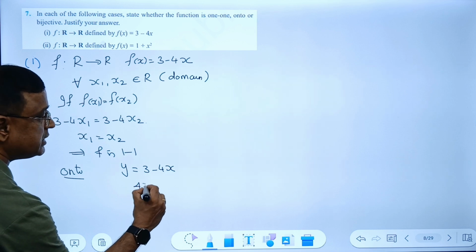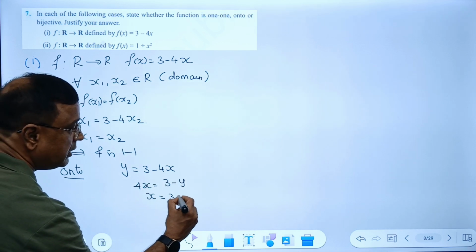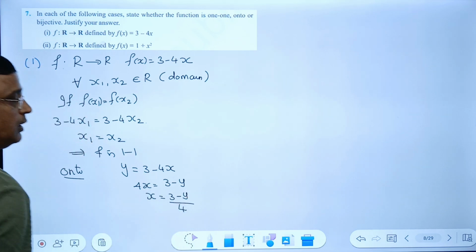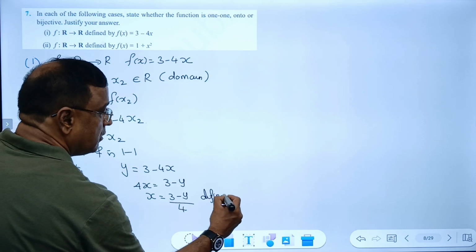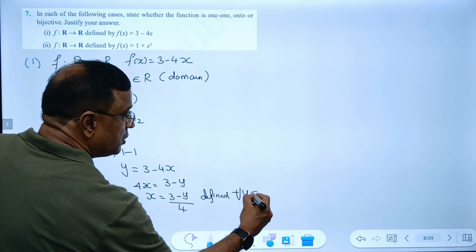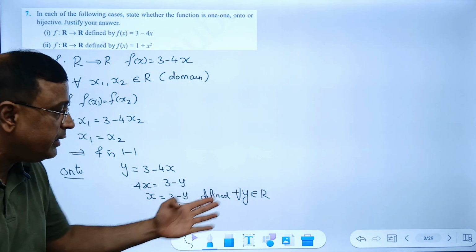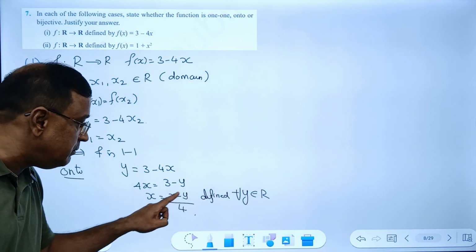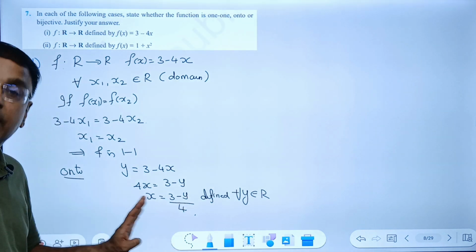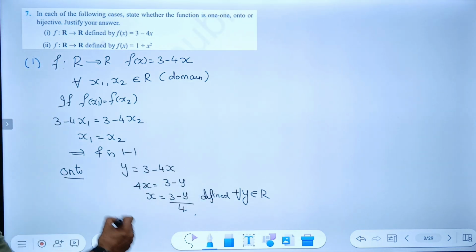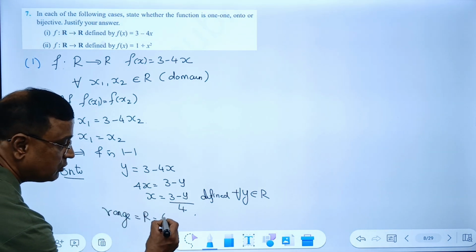So 4x is equal to 3 minus y, so x is equal to (3 minus y) by 4, and this is defined for every y belonging to real numbers because there is no denominator. Suppose if this was 4y, I would say y not equal to 0. But here it is (3 minus y) by 4, where 4 is a constant, so it is well defined for all values of y. So my range is the entire real numbers, which is equal to the codomain.